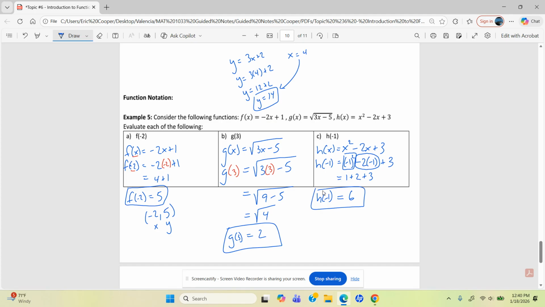So this is no different than what we've learned algebraically before. We're just putting it in function notation. We're taking the value that's inside the parenthesis and plugging it into the correct function to be able to solve it.